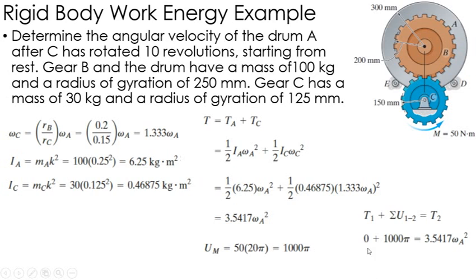So it starts from rest. I do 1,000 pi of work, and my final kinetic energy is 3.5 omega A squared. I just solve that for omega A, and I get 29.8.